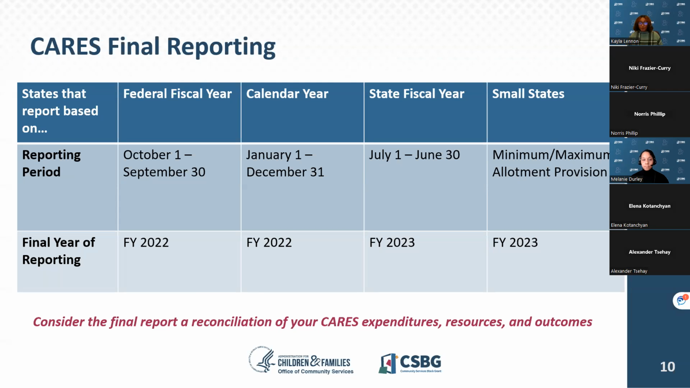As a reminder, most states have already submitted their final CARES report and fiscal year 2022 report. This is the final year of CARES reporting for states that operate on the state fiscal year and the small states, as outlined by the minimum maximum allotment provision. So this doesn't apply to everyone.